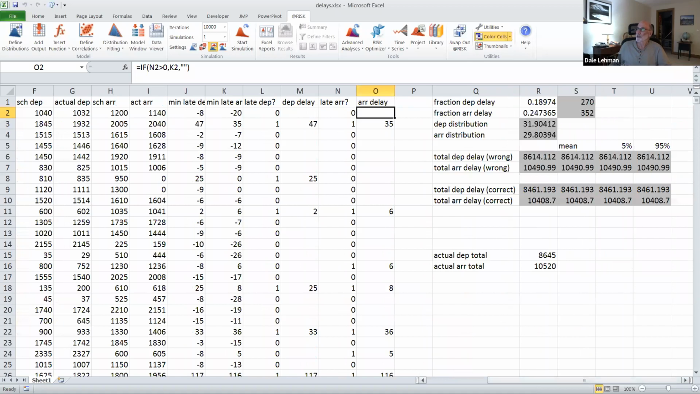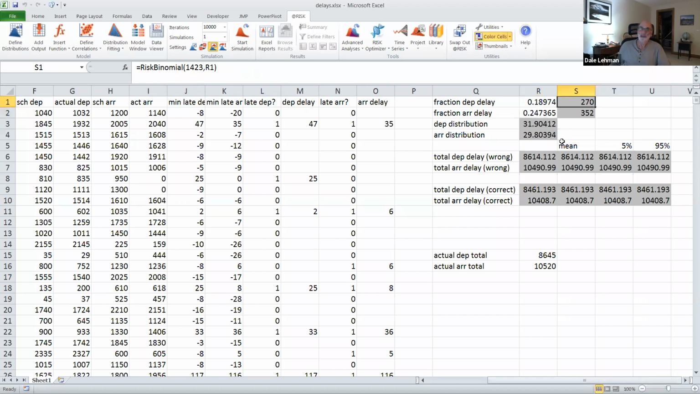So what I've got over here are a number of calculations. For the fraction of departure delays, I looked at column L, my frequency cell, 0 or 1. Is it delayed? Count how many ones there are in that column. There are 1,423 flights here. So it's about 19% had departure delays. Count how many had arrival delays. That was about 25%.